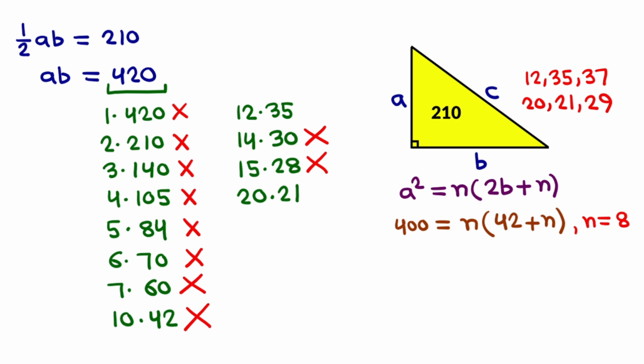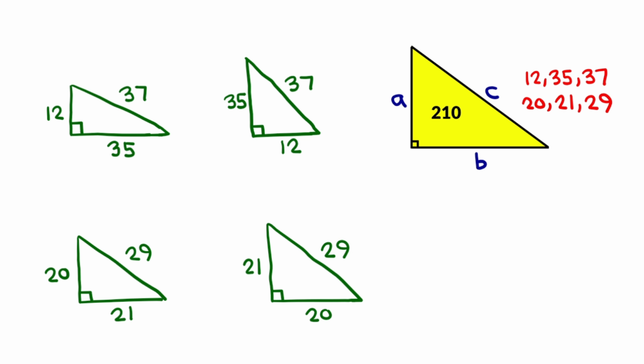And that's it. Out of all 12 factor pairs, only 2 produce integer right triangles. The 2 solutions are 12, 35, and 37. And 20, 21, and 29. Both have an area of exactly 210, and all 3 sides are positive whole numbers.